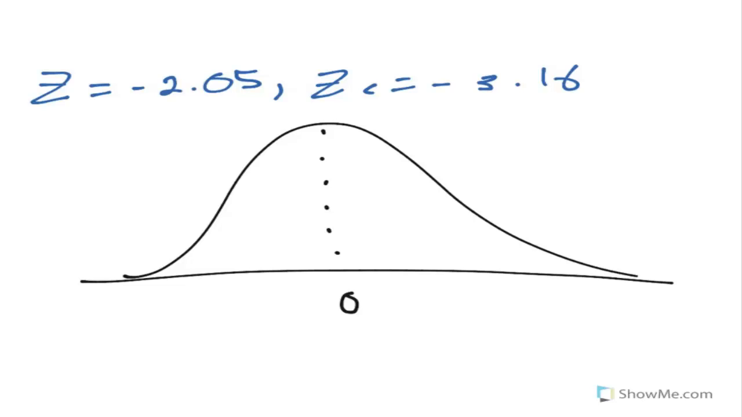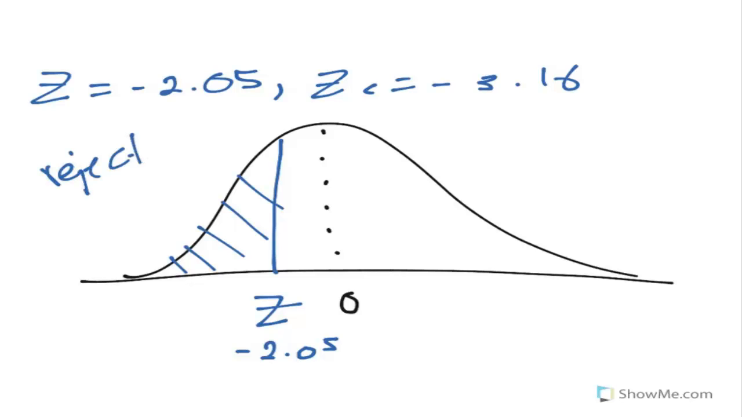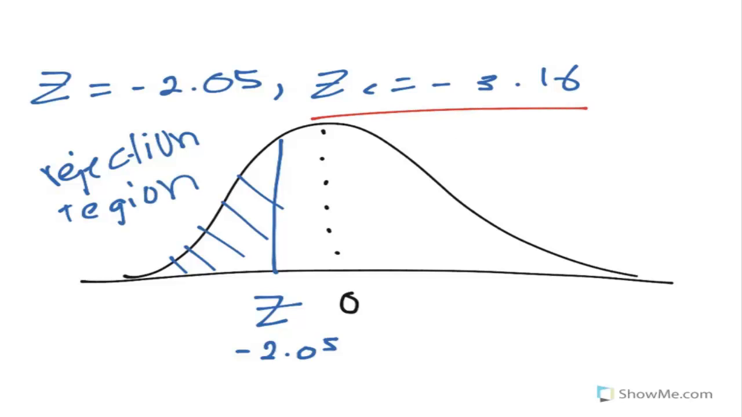Now, first you always start with a z. Z is negative 2.05, so this area is z, negative 2.05. Everything that lies beyond z is the rejection region. Okay, rejection region. Now let's look at your ZC.